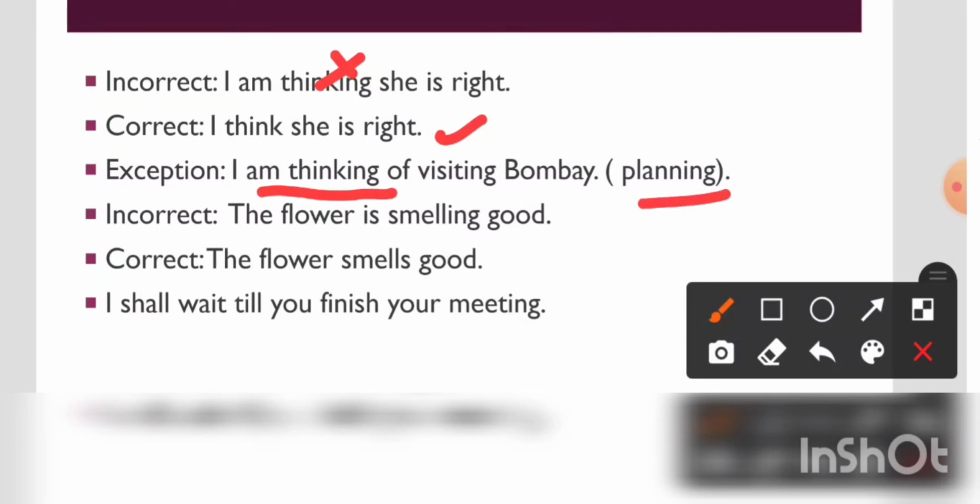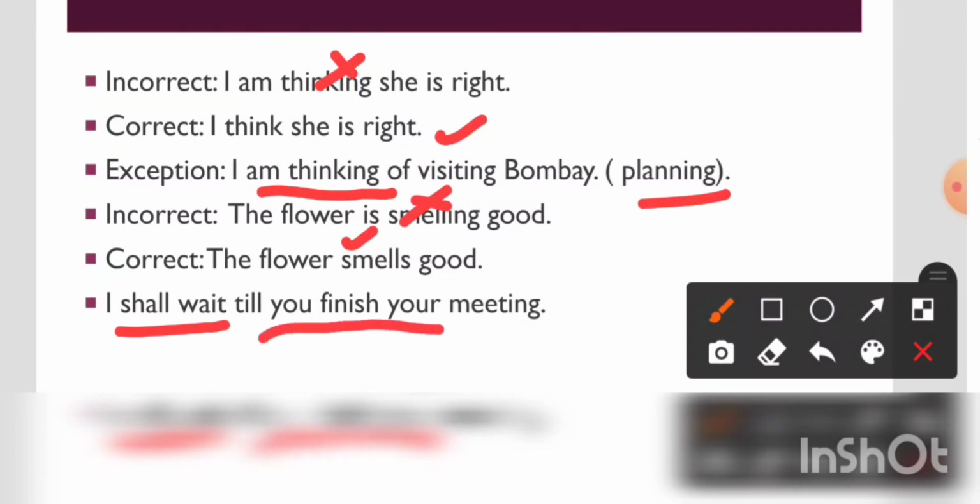Next example, the flower is smelling good. Smell again is the verb of perception and it can't be used in continuous form. So is smelling is wrong and smells is correct. I shall wait till you finish your meeting. So if the main clause is in future time, then the time clause or helping clause will take the tense that is present simple tense, not present continuous tense. So you finish is correct.